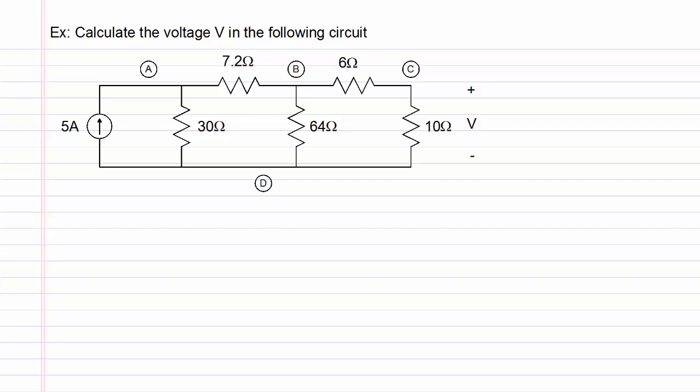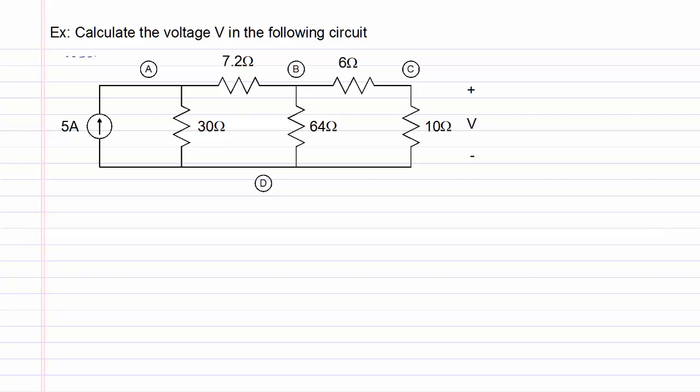In this video, we will apply source transformation to the analysis of a circuit. The circuit shown has a 5 ampere independent current source, and we have to calculate the voltage V on the extreme right side of the circuit across the 10 ohm resistor.